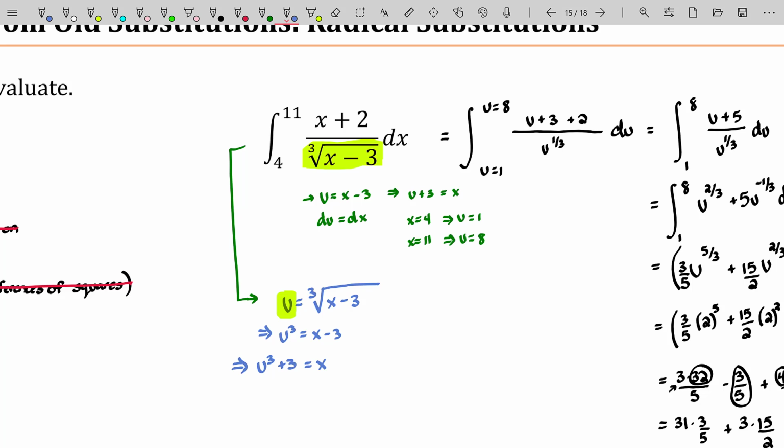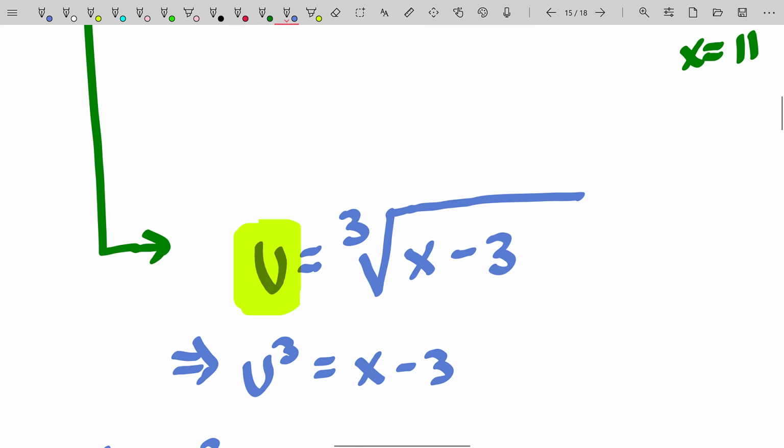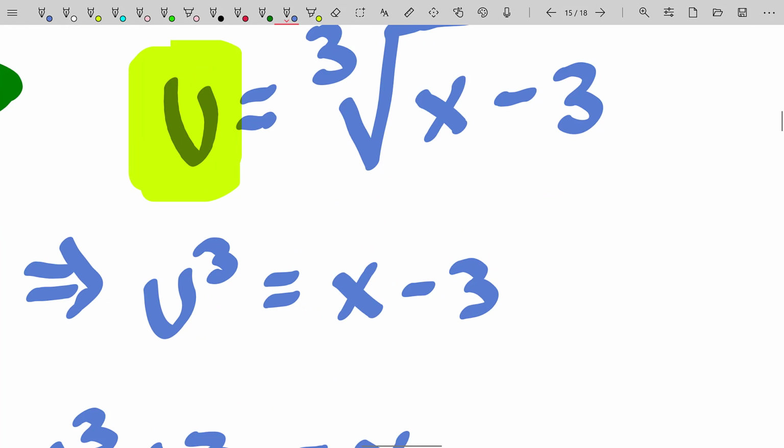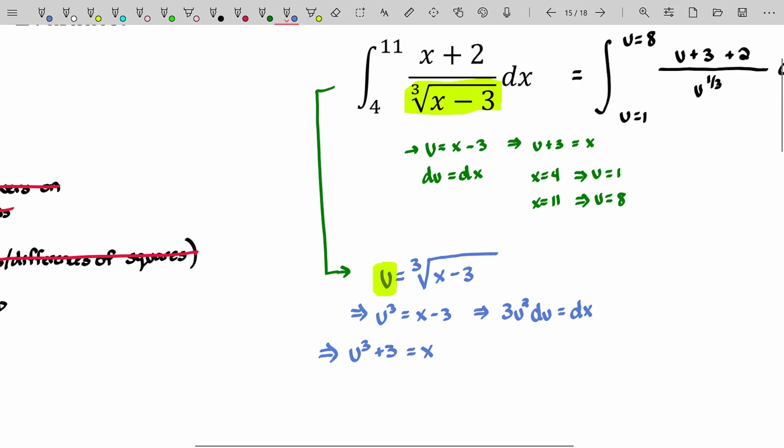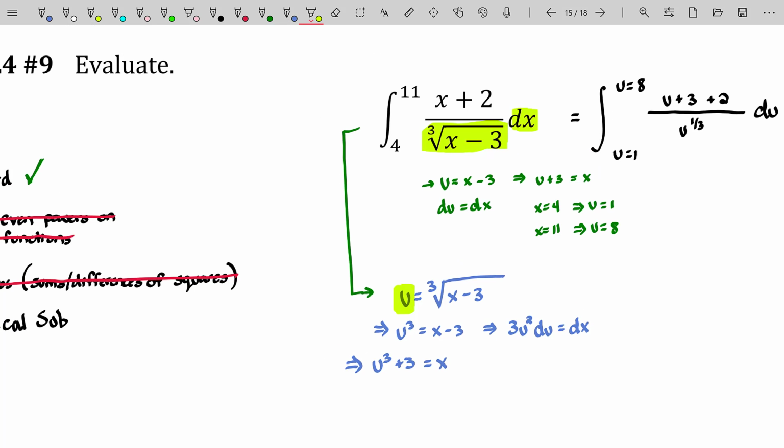We also need to find out what dx is, and that's what's nice about cubing both sides first. If you take the derivative of both sides now, you get 3u squared, and then the differential du is equal to the derivative of the right-hand side, which is 1, times dx. So we immediately know what dx trades out for as well. So we have all of this stuff really that we know.